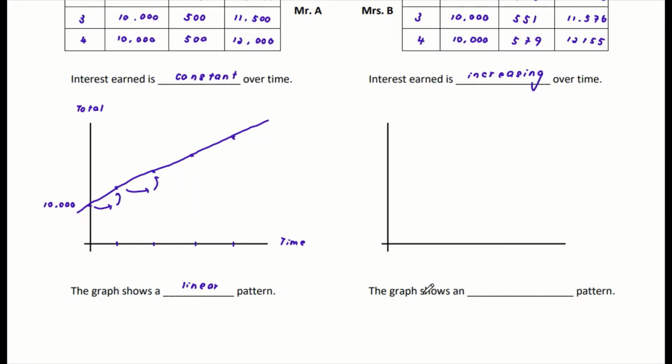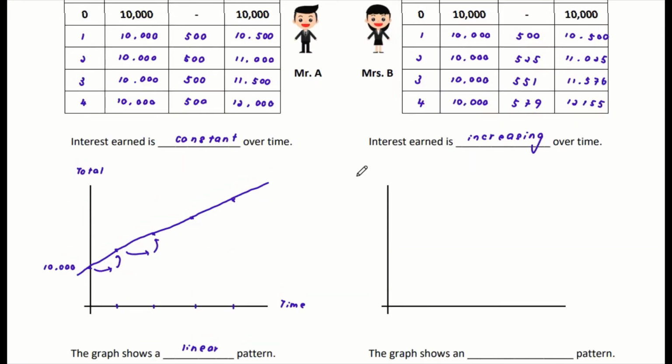Whereas for this part, what you can see is the same thing: we try to put in the total and then the time. So for this one, Mrs. B also started off with 10,000 of principal. Then after 1 year, after 2 years, after 3 years, after 4 years. For the first one, you increase by 500. Then the second one, you will increase slightly more than the first one, then slightly more than the second one, and the fourth one.